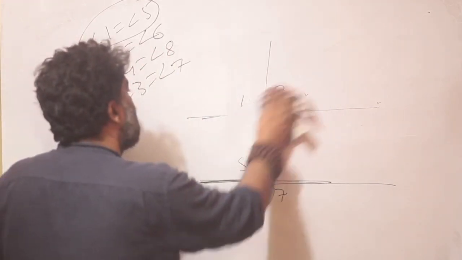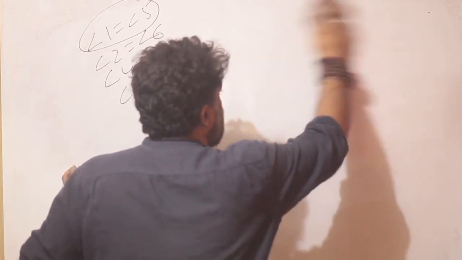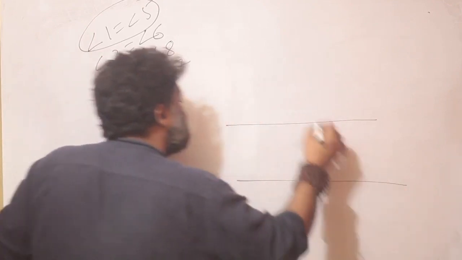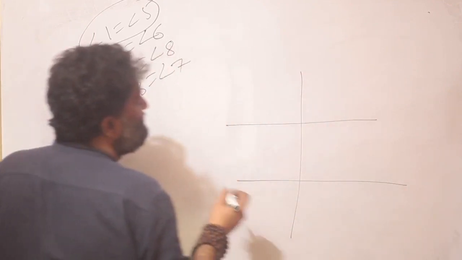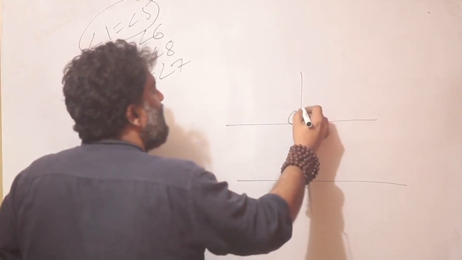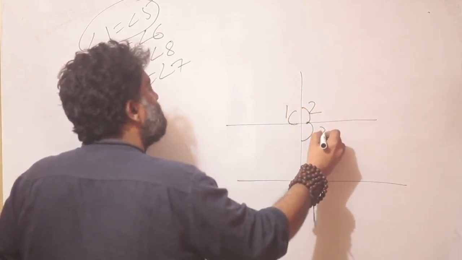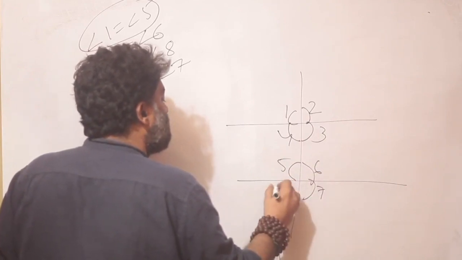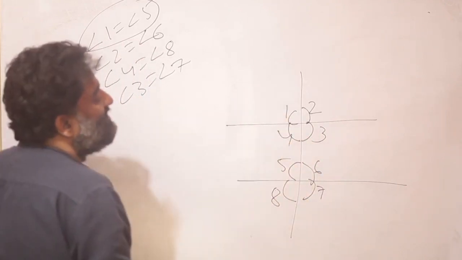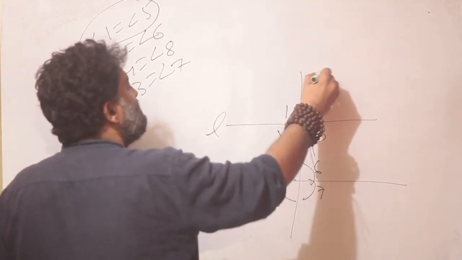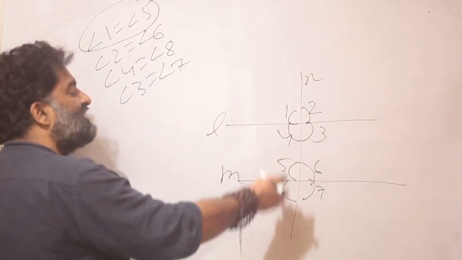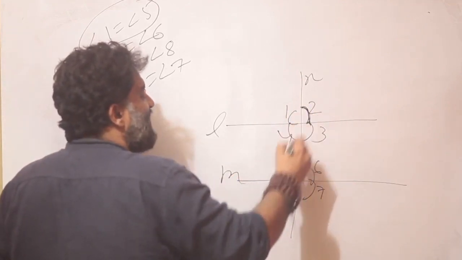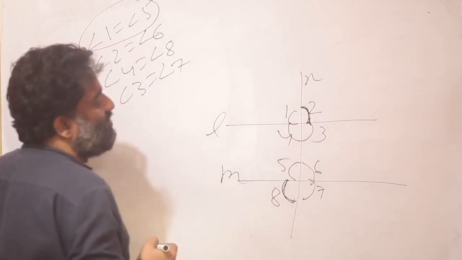Let's draw this diagram again. Again, two parallel lines and the same transversal, and again the names are, so again two parallel lines L and M, and there is a transversal cutting across. So we have looked at corresponding, we have looked at alternate interior. What about alternate exterior? What about angle 2 and angle 8? What can I say about them?